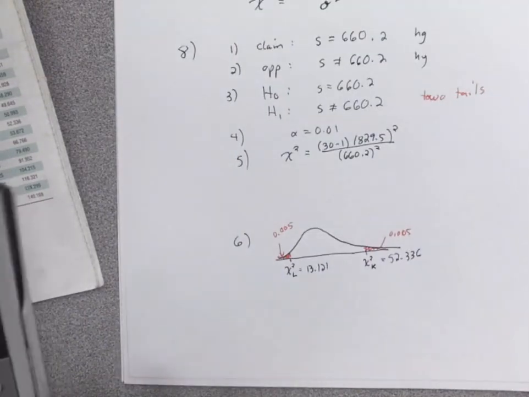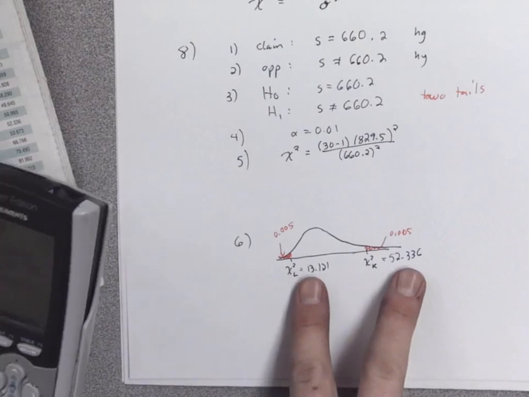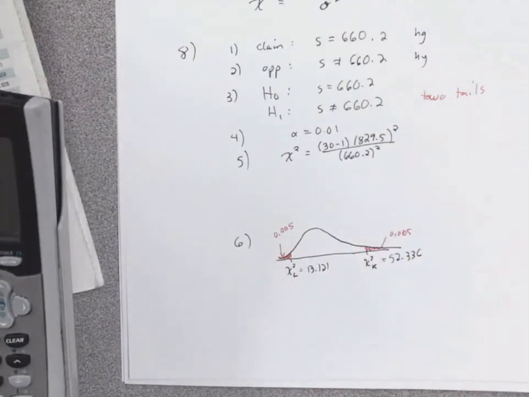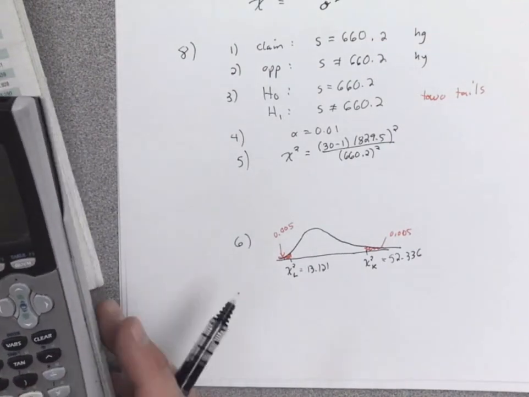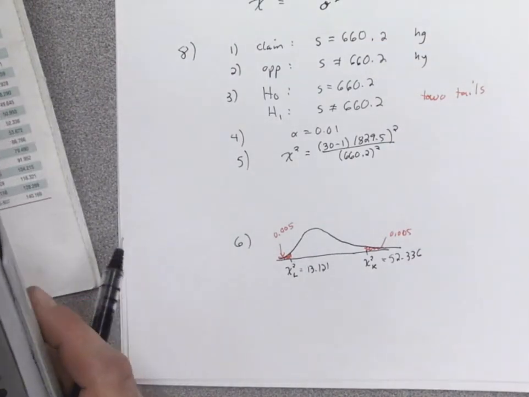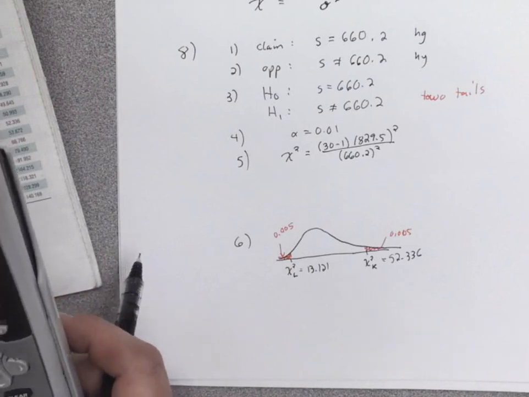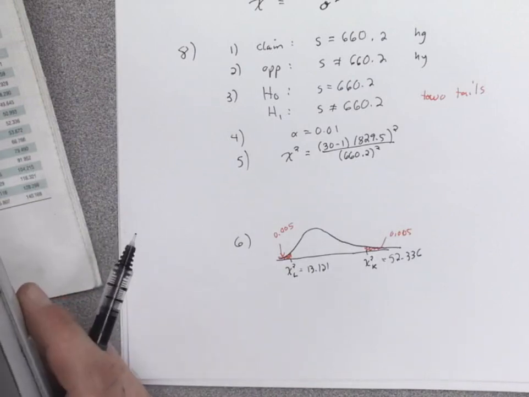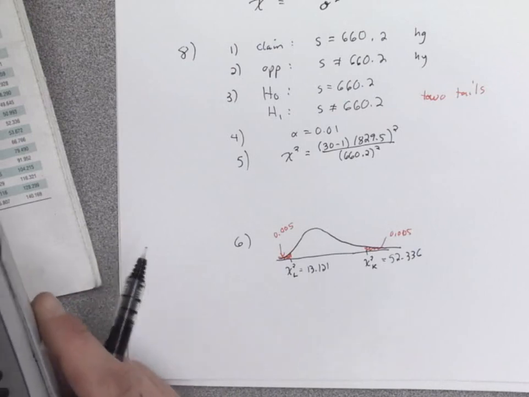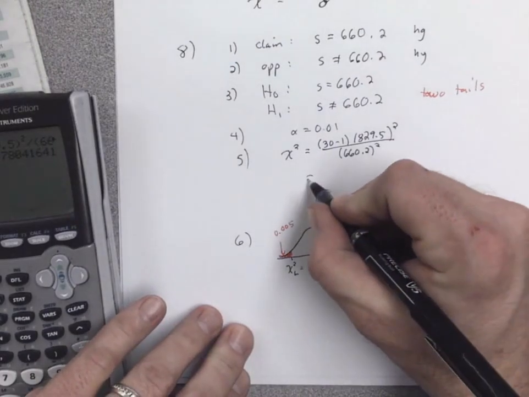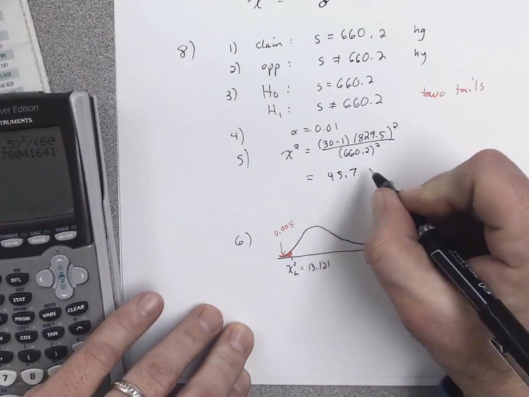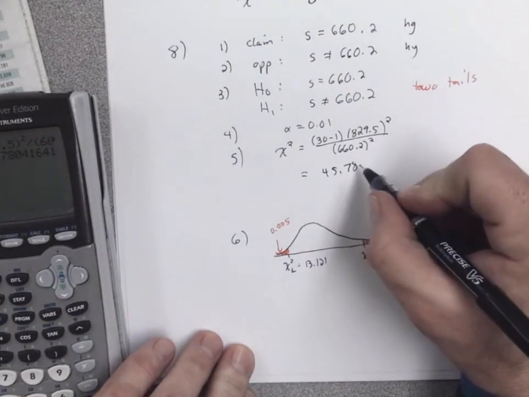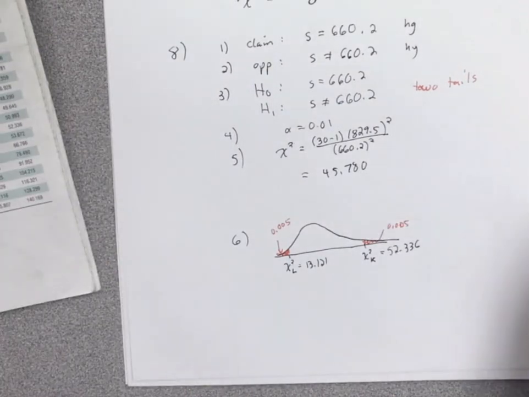Again, like I said, it's very similar to what we did before. These just come from chi-squareds. But your whole setup is the same. So plugging this in, 29 times 829.5 squared divided by 660.2 squared is going to give me 45.78. I should go a little more because it says 45.780. Okay, good enough. So let's see where that chi-squared lives.